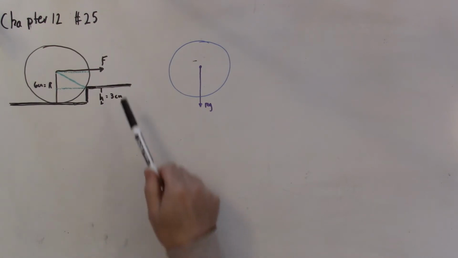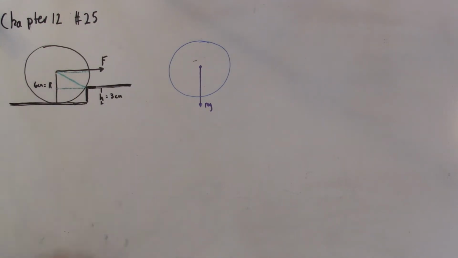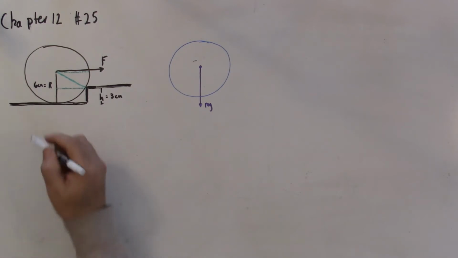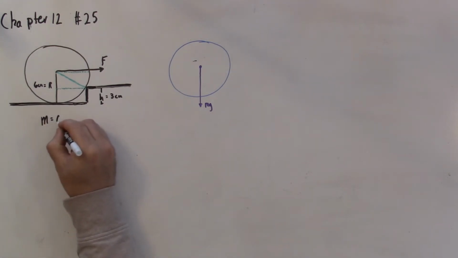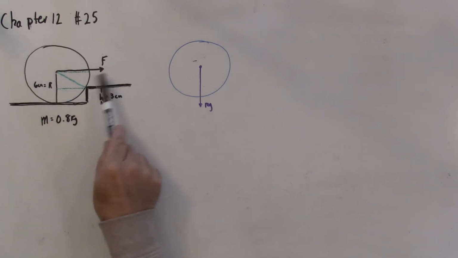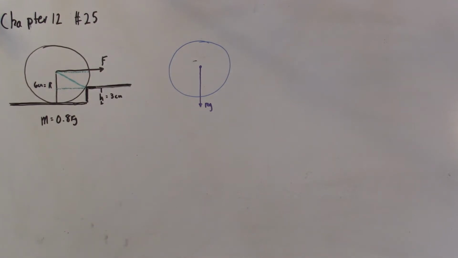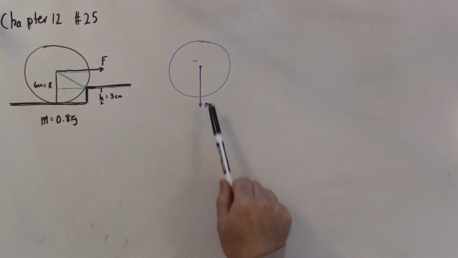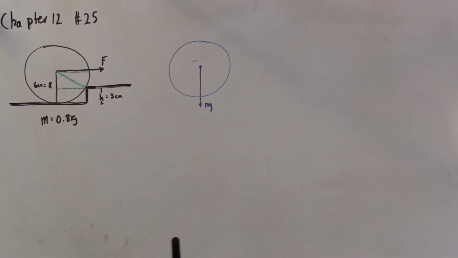The question is, given this scenario where the radius is 6 centimeters and the mass of the wheel is 0.8 kilograms, how much force would I have to apply to get this to go? The wheel is a rigid object that's free to rotate. So I'm going to draw the wheel and all the forces on it and see which of these apply some torques. Then we're going to balance forces, balance torques, and see if we can write some net torque statements and go from there.